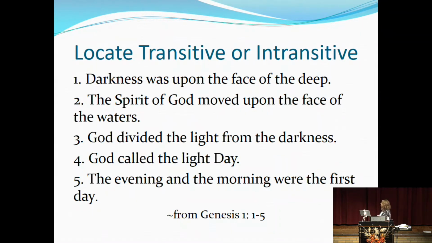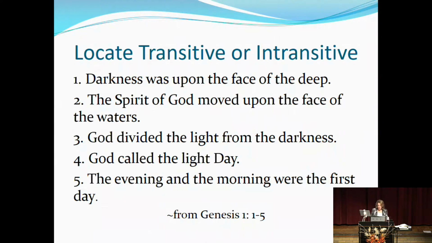God divided the light from the darkness. The verb is what? Divided. The receiver of that action? Light. So there we have a transitive verb. God called the light day. What is the verb? Called. Is the receiver of that action? Light. So that's transitive. The evening and the morning were the first day.